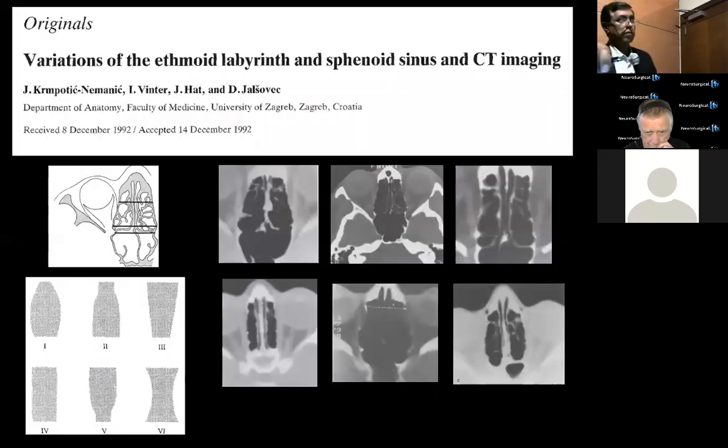There's a relationship between the ethmoid and the sphenoid: anterior ethmoid, middle ethmoid, posterior ethmoid. Posterior ethmoid is very much related to the sphenoid. And these are the kinds of patterns of the relationship. And this is the radiology, different radiological patterns of the relationship of the ethmoid with the sphenoid.